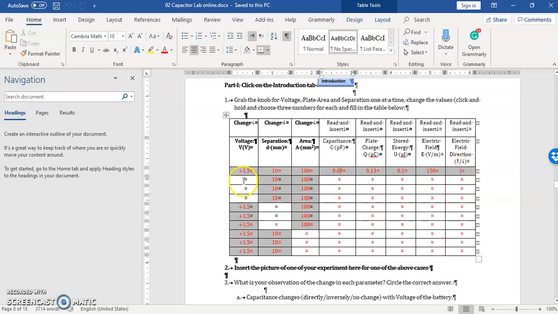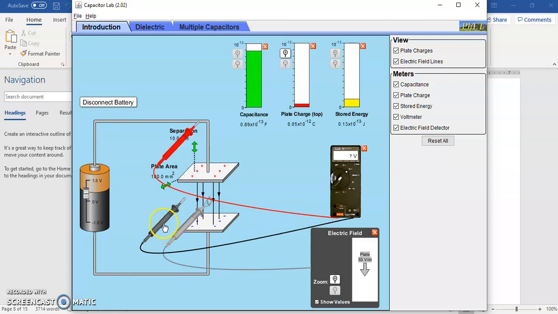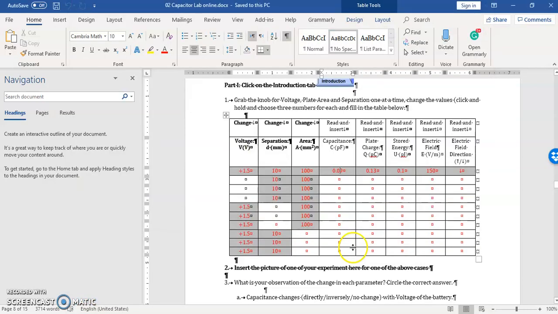When I'm asking you to change the voltage, you read the voltage by connecting the voltmeter to the top and bottom plates. For example, 0.53 is going to be the first voltage, then around 1 volt the second voltage, then 1.25 the third voltage. Each time I want you to read the capacitance, plate charge, stored energy, and also the electric field, and fill it out over here, the same way as I have done it. So you do it for 3 voltages.